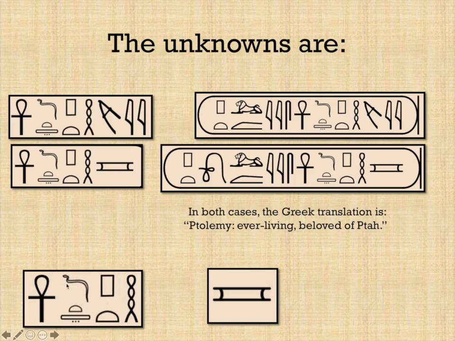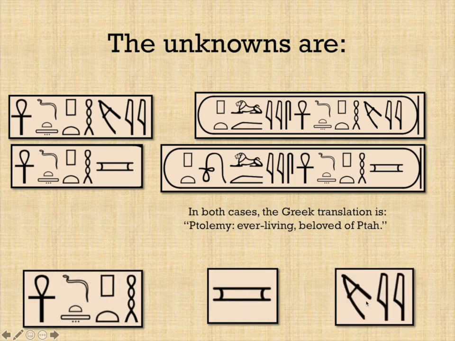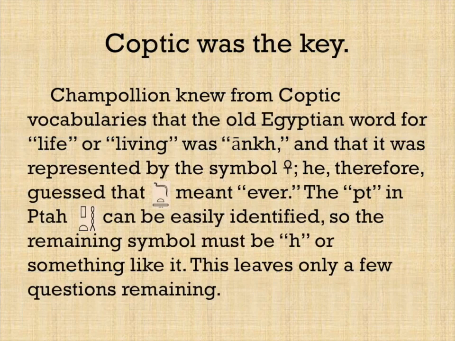So we have this part, and also this part. Now Champollion knew from Coptic vocabularies that the old Egyptian word for life or living was Ankh, and that it was represented by the symbol Ankh. He therefore guessed that this part meant ever, and the PT in Ptah, which he had already worked out, can be easily identified. So the remaining symbol must be a kind of H sound, or something like it.